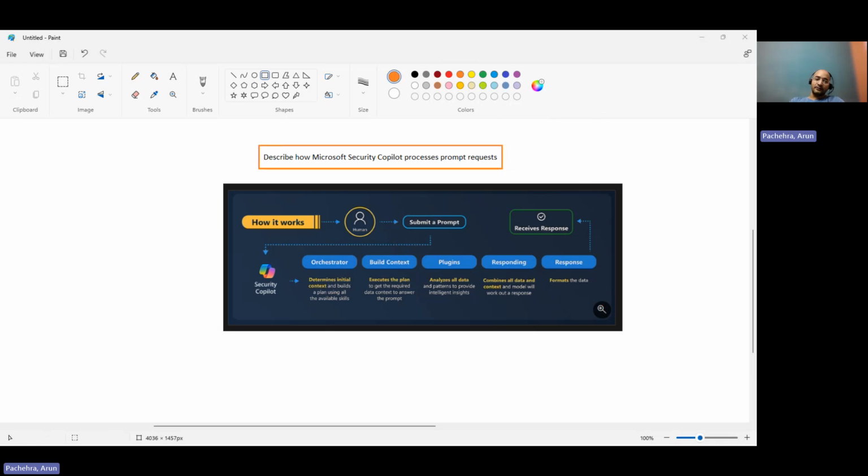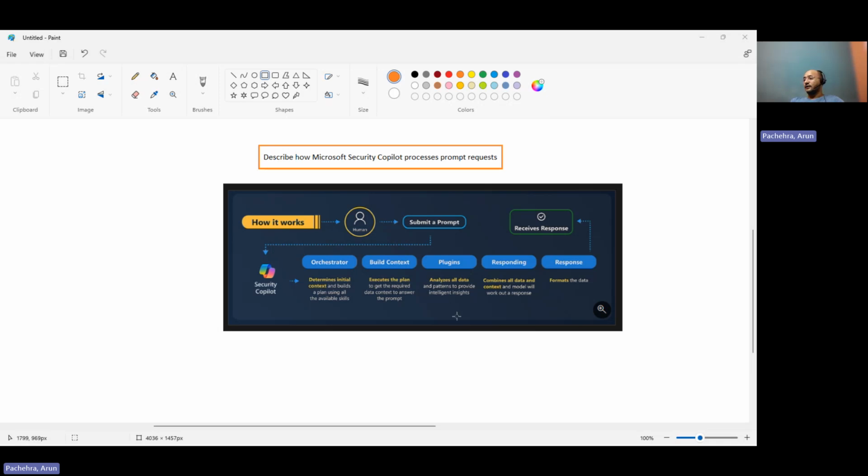Because when a user submits a prompt, Copilot processes that prompt to generate the best possible response. That's the idea, right? So the diagram here that we have will help us understand at a high level the steps that Copilot takes to process the prompt and generate a response. So it's worth taking a look under the hood to see how these components come together to process a prompt request and help security analysis.